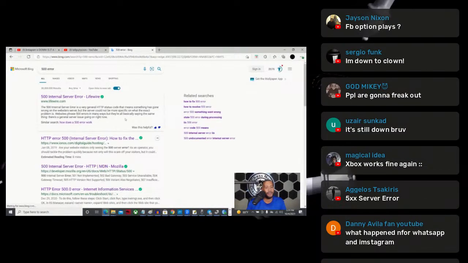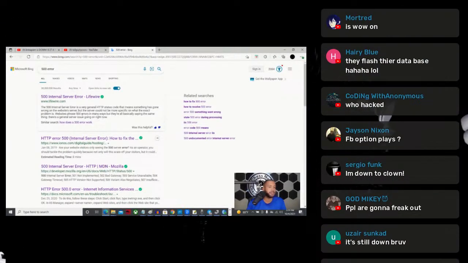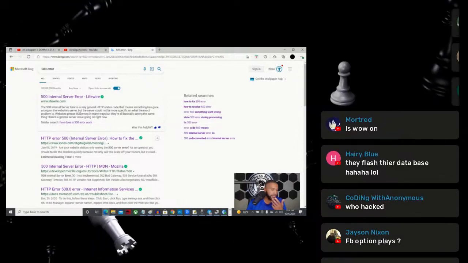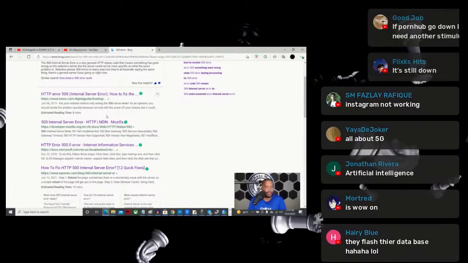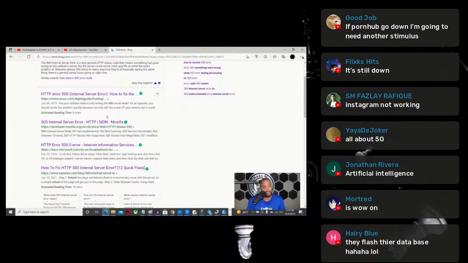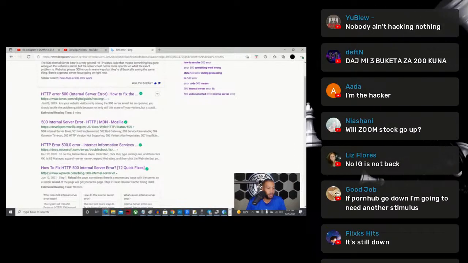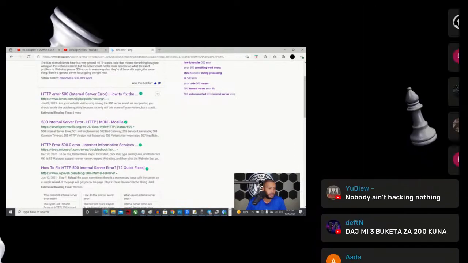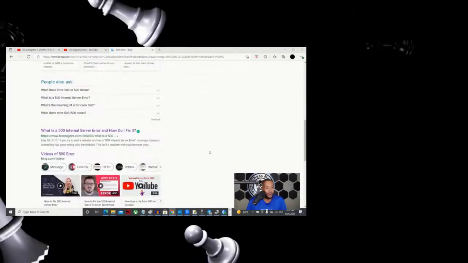A 500 error is an internal server error. It's generic. It's a very general HTTP status code. It means something's going wrong on the website's service, nothing more specific than that, right? But you don't want a 500 error showing to customers. You would never show that unless something pretty bad was wrong. Whatever it is, it's something horribly, horribly wrong.